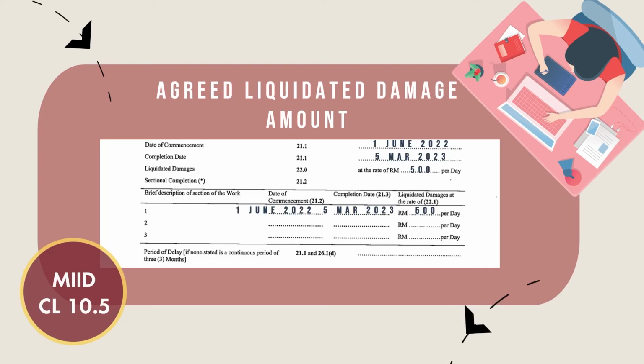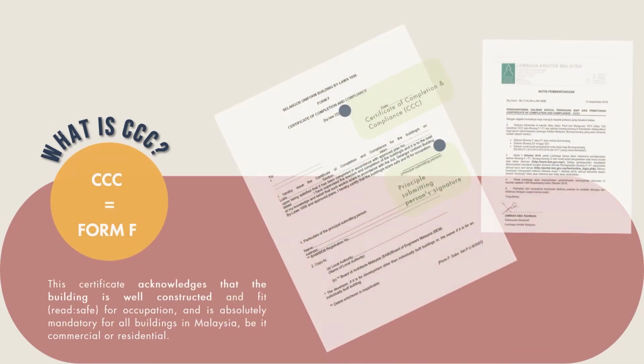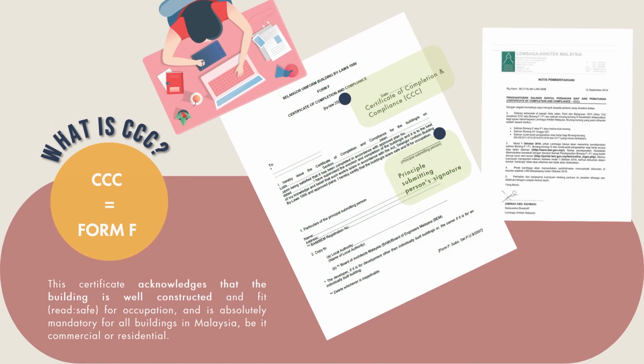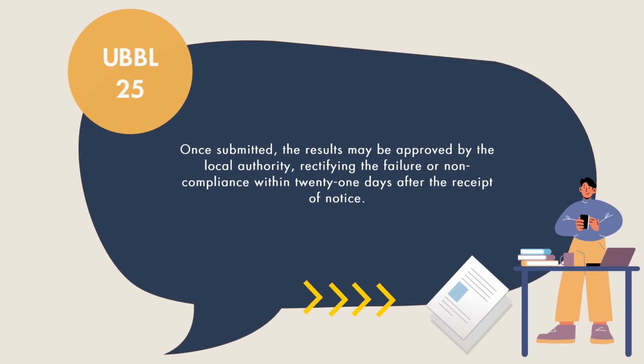Here is an example of the liquidated damage amount shown in the appendix of the contract. After all the procedures stated before have been completed, the final step is to obtain the Certificate of Completion and Compliance, which is Form F, that shall be issued by the principal submitting person, stating that aspects of the building such as fire safety, plumbing and earthworks are well constructed and safe for occupation, and he shall accept full responsibility for the CCC. Lastly, once it's submitted, the result may be approved by the local authority, rectifying the failure or non-compliance within 21 days after the receipt of notice. And these are the procedures to obtain the CCC.